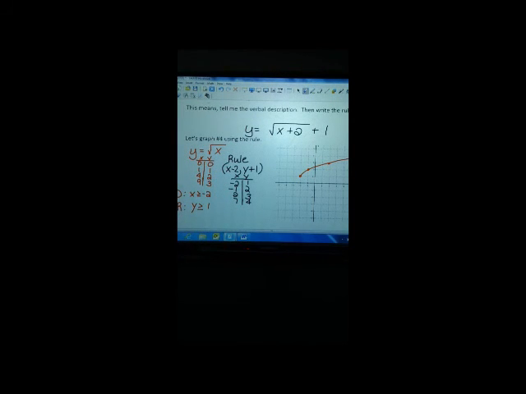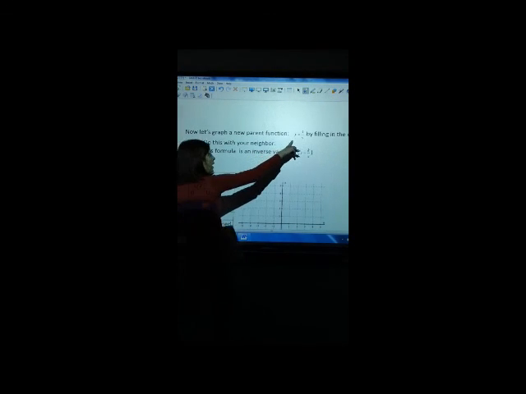Okay, so we're going to move on to rational functions. So now we're going to graph a new parent function. We're going to add this to our repertoire of graphs. So we're going to graph y equals 1 over x by filling in the chart that I gave you for 1 over x. It says do this with your neighbor, but we're doing it at home.